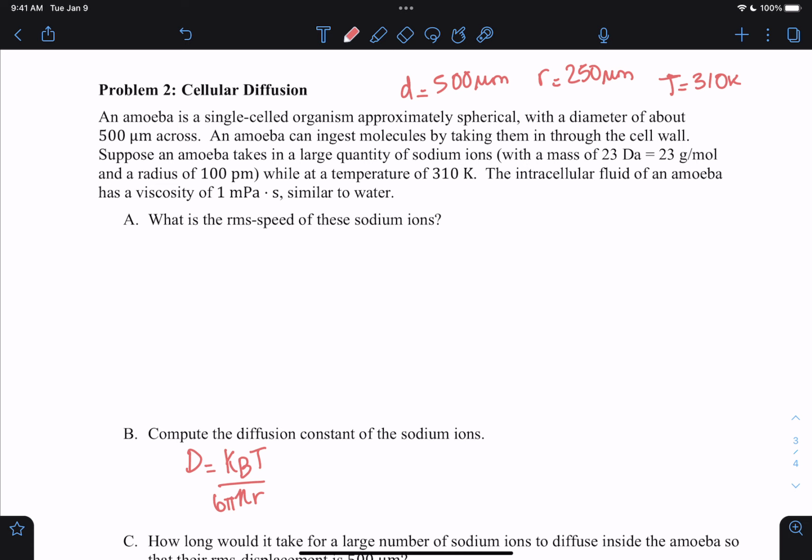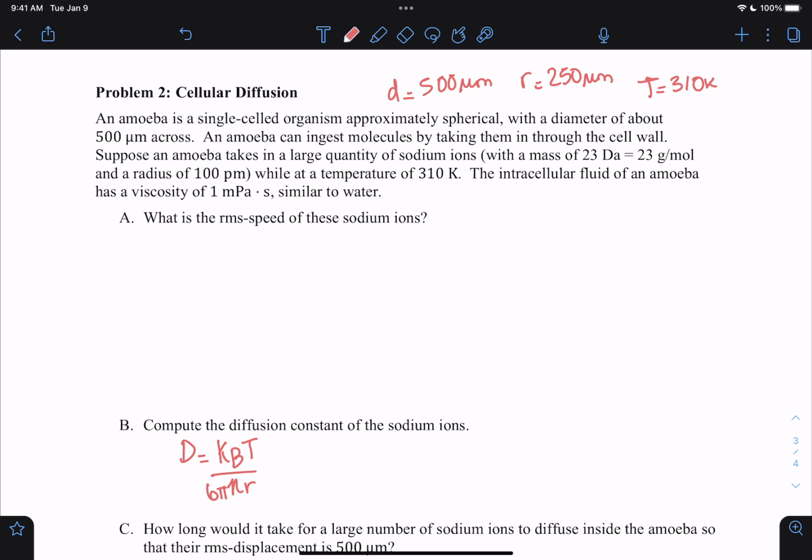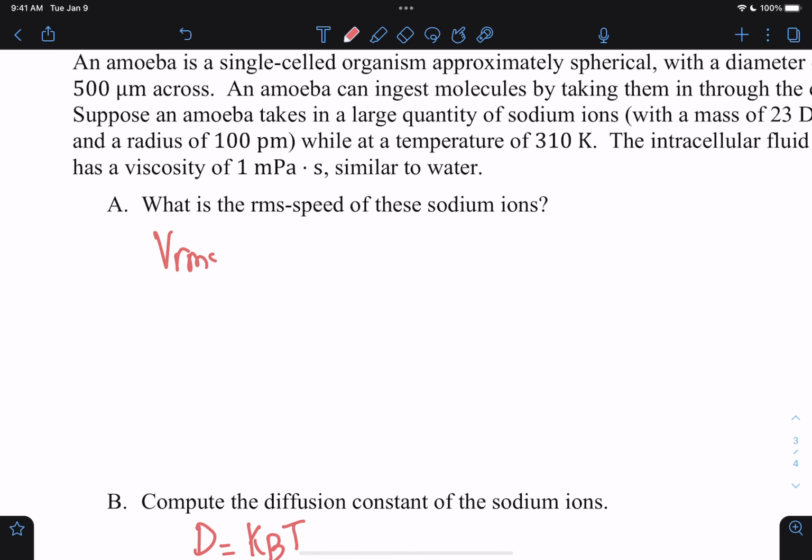But that moved ahead. Now we're back to A, which is what is the RMS speed of these sodium ions, right? What is the RMS speed? So this takes us back to last week's stuff, because if you think about RMS speed, there's two ways of going about figuring it out. In terms of the probability perspective, we know that VRMS is equal to the square root of the mean squared speed, right?